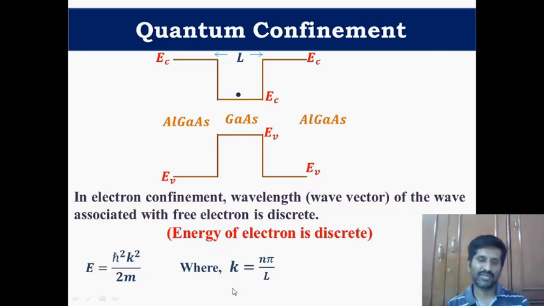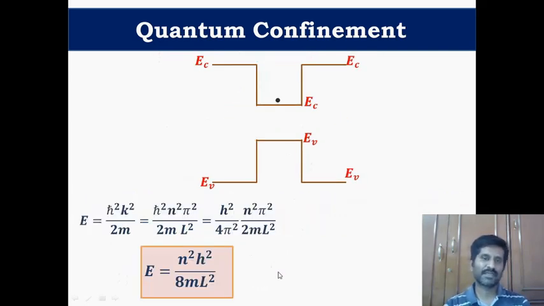Already we found that the wave vector k is equal to n pi by L. So you can replace this k with n pi by L. Then I will write h cross is equal to h by 2 pi. Simplify this equation, and you will get E is equal to n square h square divided by 8m L square. L is the characteristic dimension of the material. L should be in the order of lambda by 2.